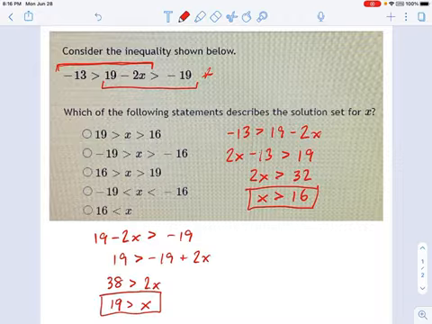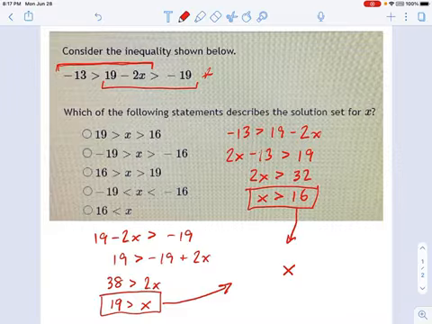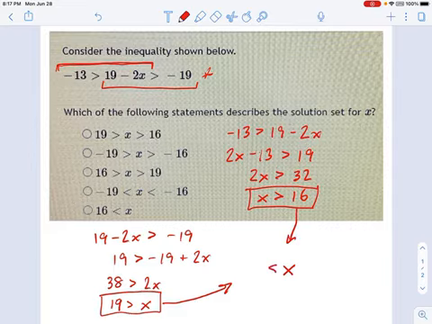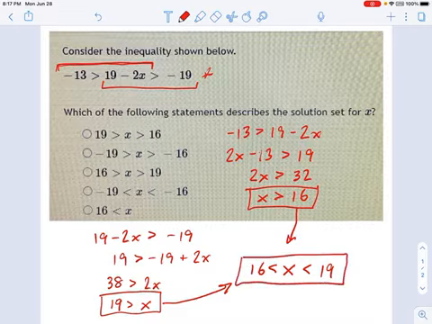If you notice, all of these things are written as a single line, not two separate equations. So let's try and combine our two statements into a single line. I'm going to put x in the middle. And what do we have here? x is greater than 16, right? So I'm going to say x is greater than 16, and x is also less than 19. So here's my equation. Let's look in this list and see which one of these is equivalent to it.